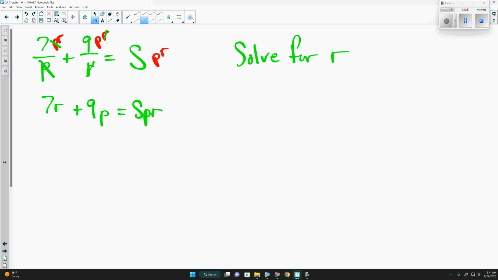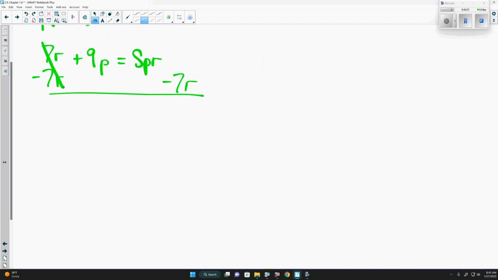We're comfortable with that step, yes? Now, most of these, when we solve for stuff like this, what we're doing, one, is to get rid of the fractions. Two, get everything that has R, whatever we want to get by itself, on the same side. So what we'll do is subtract 7R from both sides. These here will cancel, and it'll tell us that 9P is equal to SPR minus 7R. This seems really weird if you don't know what's coming. Because it's like, why do we do this? Why are we setting this up?